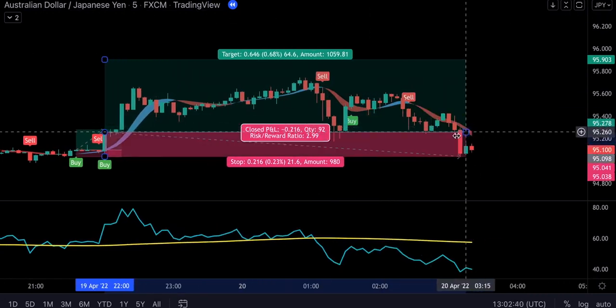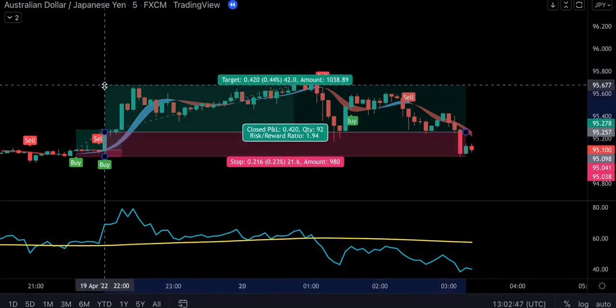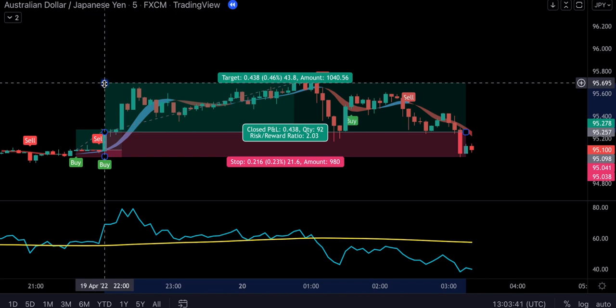Okay, so we see the price finally hit our stop loss, and now let's see how many profit targets we reached. We see on this trade we reached the profit target 3, which is 1 to 2 risk to reward ratio, and our total profit is 1.84%.